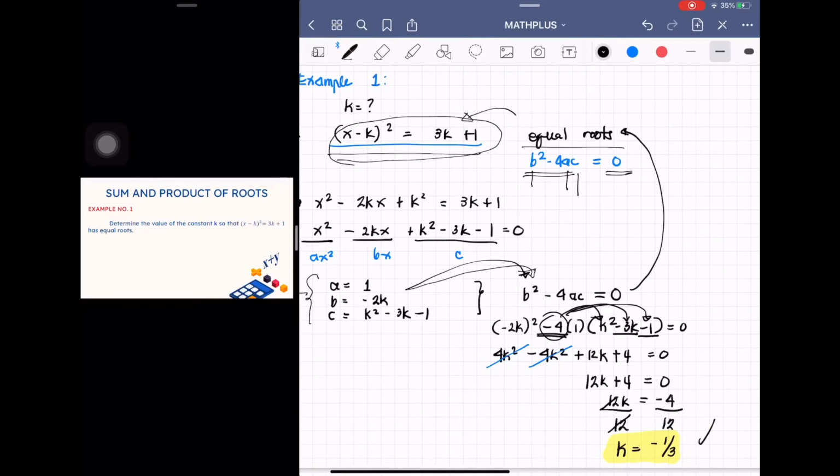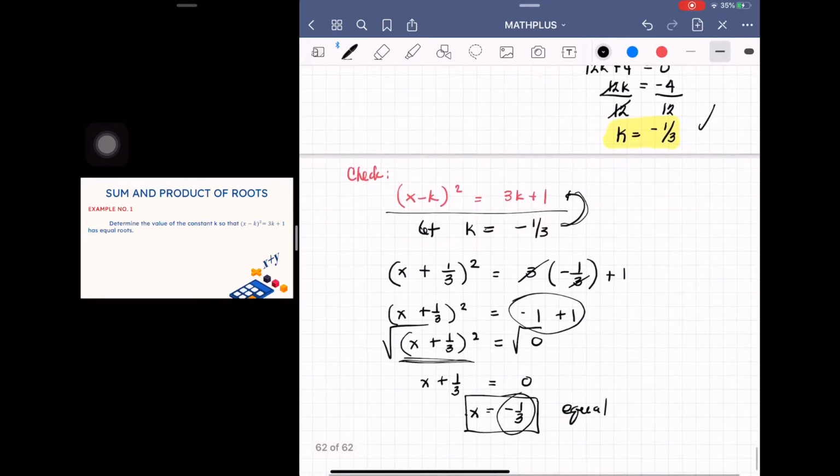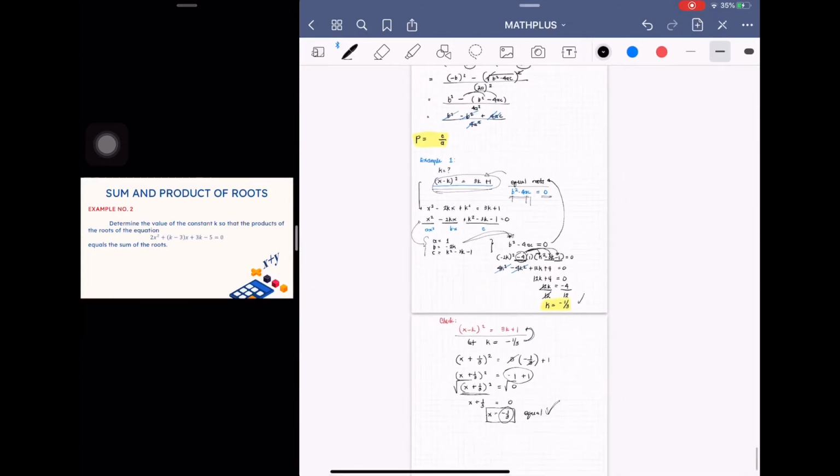If you want to test if your answers are correct, again, use the original given in the equation, substitute your answer, which is negative 1/3, and then check that if you solve for the roots, will they be equal? And yes, they turned out to be equivalent to each other. Okay, so that's how you solve it. That's how you solve these kinds of problems. Okay, let's proceed to example number 2.